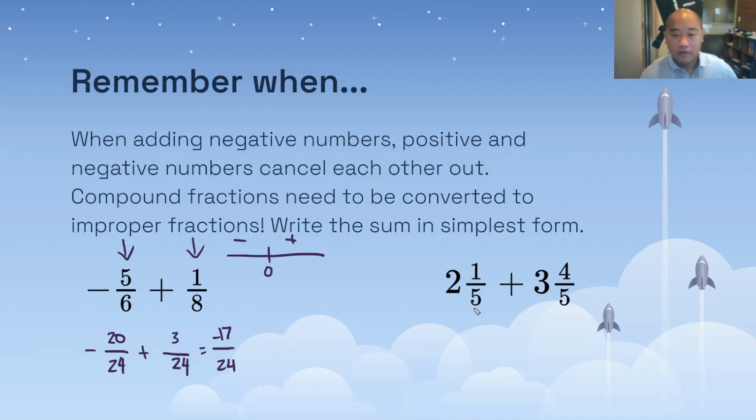Here we have a compound fraction, so it needs to be converted to an improper fraction. So we're going to multiply these and add these. So that's going to be 10 plus 1 is 11 over 5. And then 19 over 5. Now, sometimes you're not going to get the same denominator, in which case you'll have to convert it at that point. So here we have 30 over 5, which is the same thing as 6.